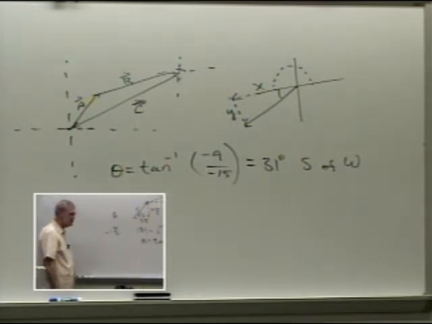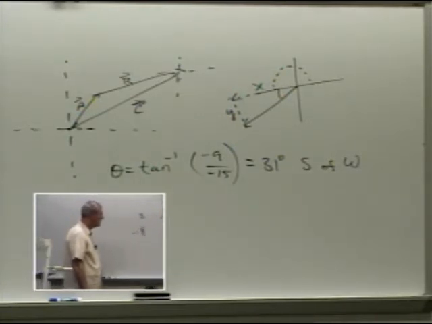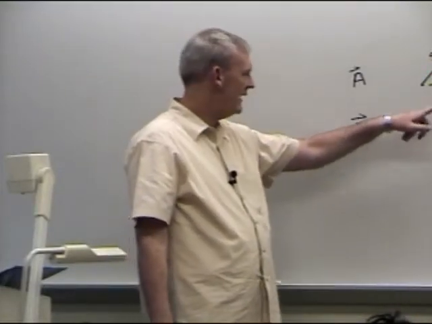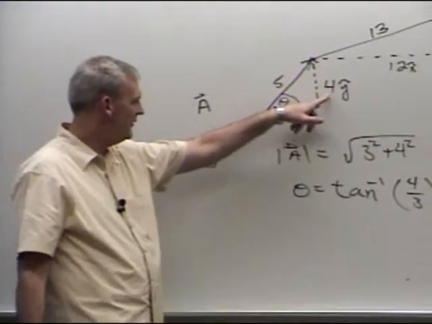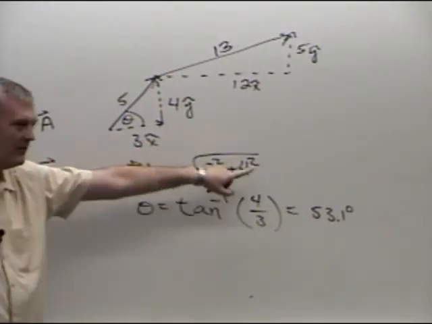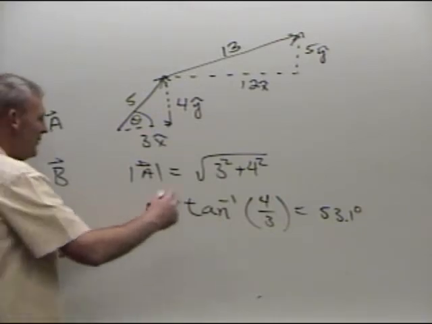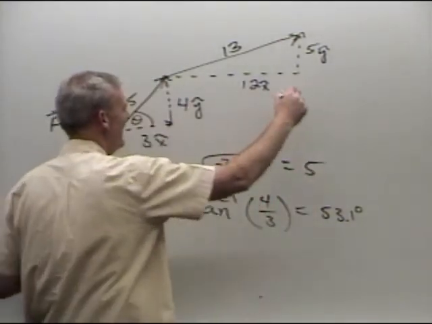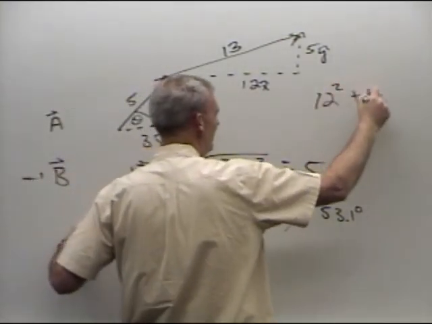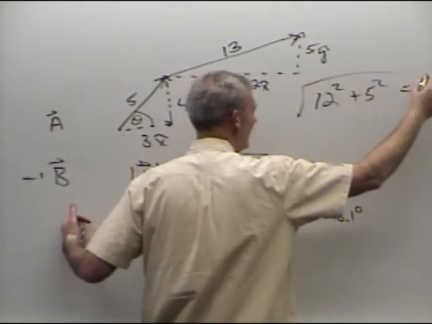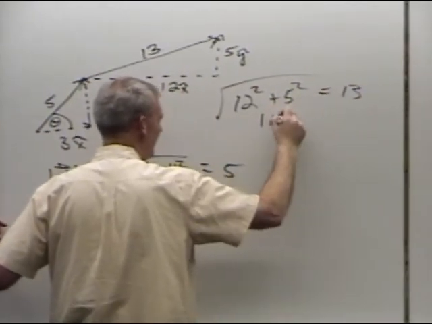Maybe I missed it, but how did you exactly get the 5 and 13 for the magnitude? How do you know that would be 13 or 5 from the 3x and the 4y? Here's what the magnitude means. You take this squared plus this squared and take the square root of the whole thing. This equals 5. And then 12 squared plus 5 squared, take the square root of that, that equals 13, because this is 169.